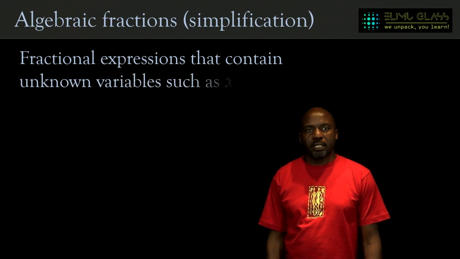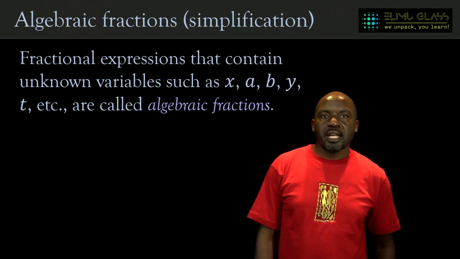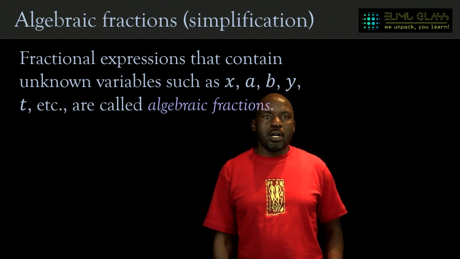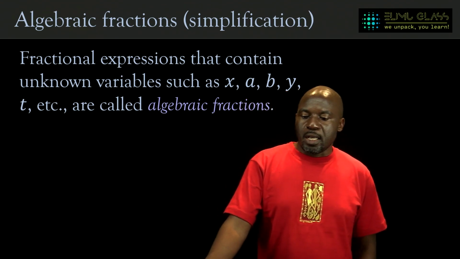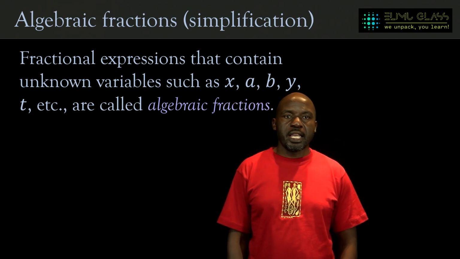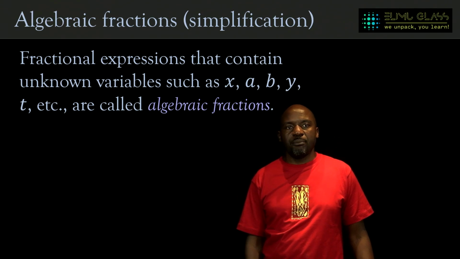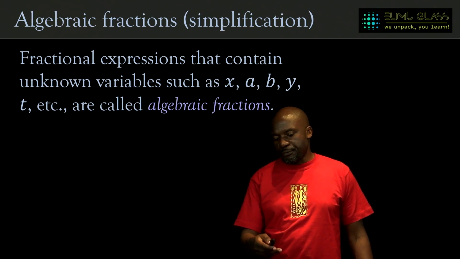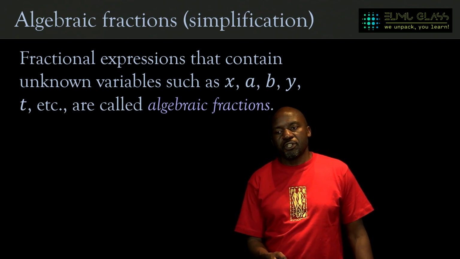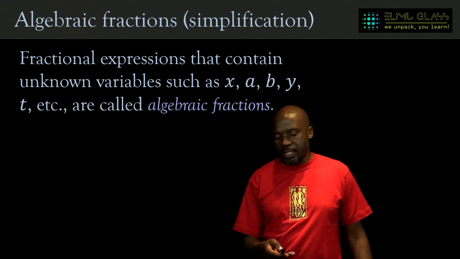What about algebraic simplification? Algebraic fractions. So what is an algebraic fraction, first of all? Fractional expressions that contain unknowns. So instead of 1 over 3, if I have x over 3, or a half x or a half a. If a fraction contains an unknown such as x, a, b, y, t, and so on, then we refer to it as an algebraic fraction. It contains an unknown either in the numerator or in the denominator, and so on.